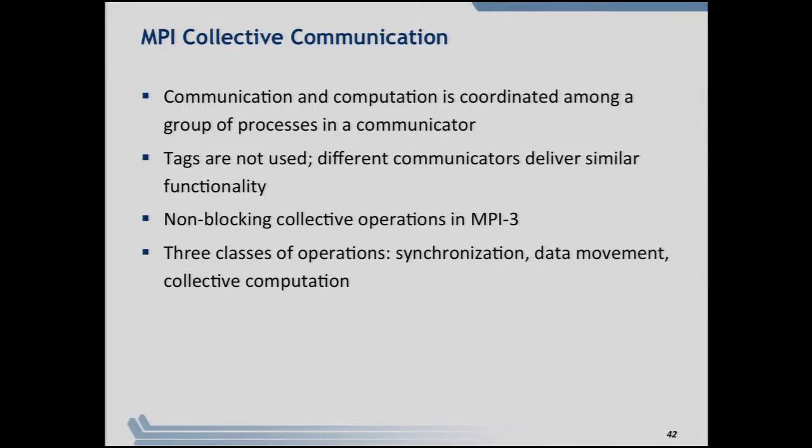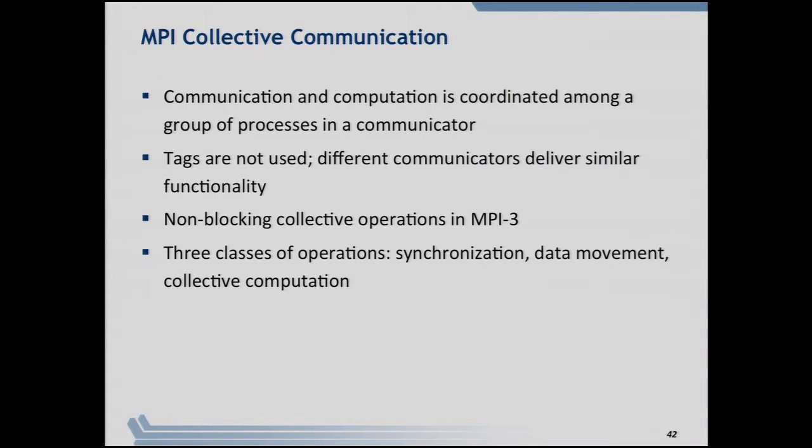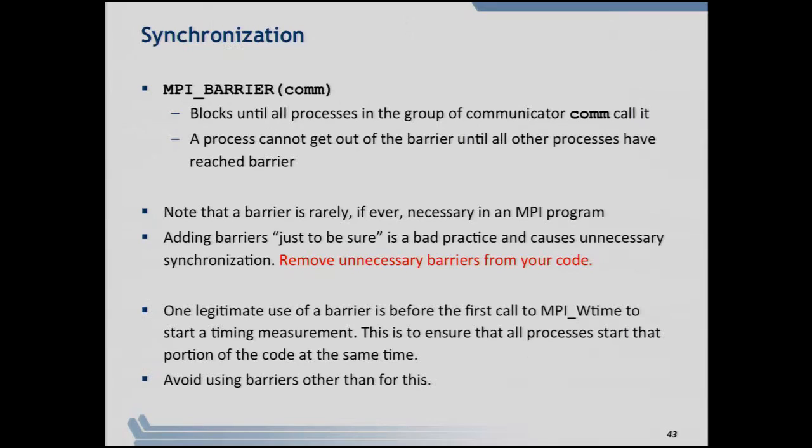So collectives don't have a tag in them. Until MPI 3, MPI had only blocking versions of collectives. That is, there was no non-blocking collective. There was no MPI_Ibcast or whatever. That has been fixed in MPI 3, and we'll see that as well. Now you can do collectives in a non-blocking manner, similar to Isends and Irecvs. And collectives can be classified into three types: ones that do synchronization, ones that do data movement, and ones that do data movement and some computation associated with them.